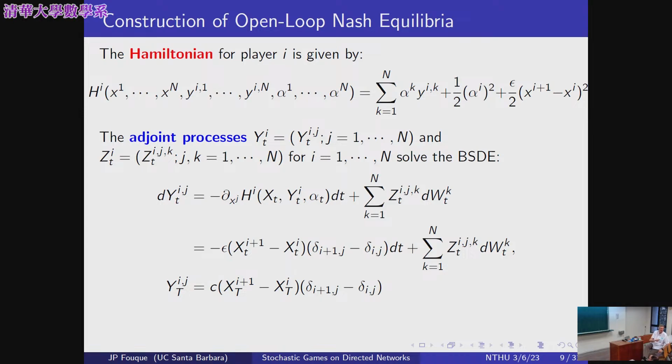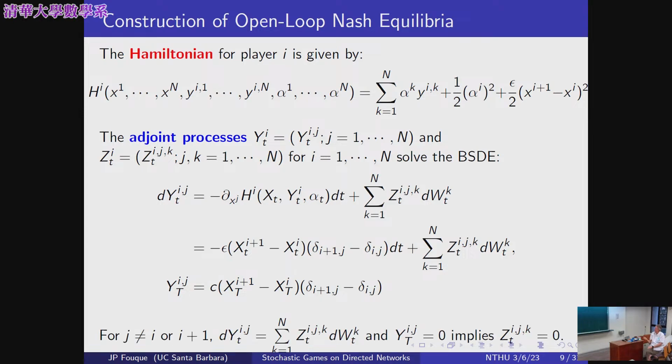The terminal condition is 0, right? C is 0 terminal, but it's a backward equation. Solving this backward equation is finding y and z adapted. It's backward, but they need to be adapted. Right? And then what is the choice of alpha?